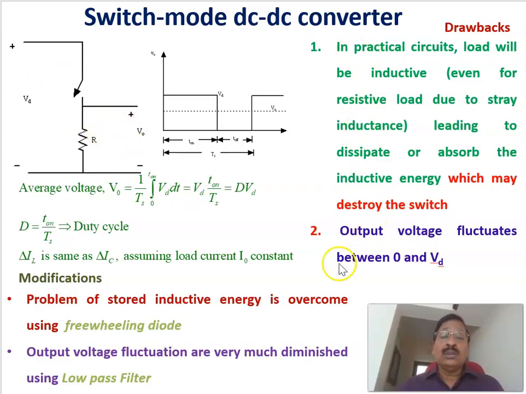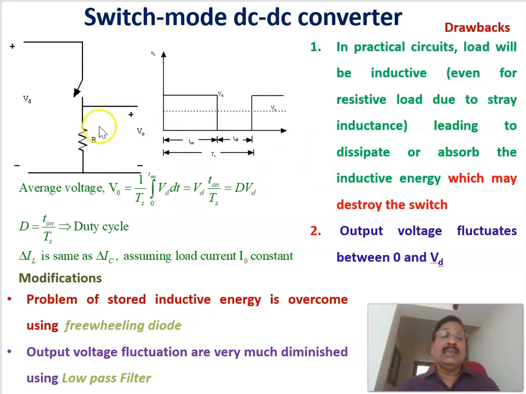In order to rectify these drawbacks, a modification of the circuit is done, in which a diode is connected across the load. A freewheeling diode is connected. When connecting a freewheeling diode, there will be a circulation of energy in that circuit that will protect the switch. That's the first modification. The second modification is that since we are getting either Vd or 0 voltage, and we want to get the average voltage, we want to use a low pass filter at the output side. If you include these two things, the circuit becomes a buck converter.